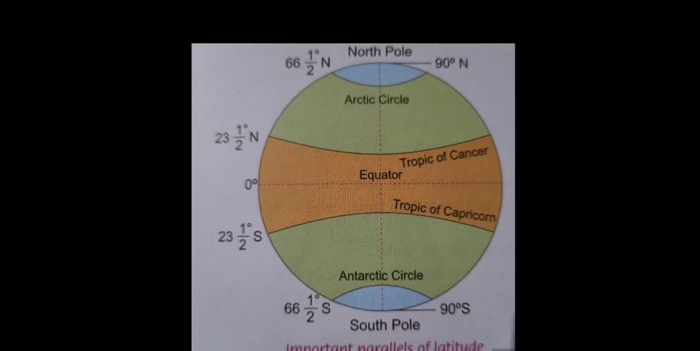The latitudes are numbered from 0 to 90 degree in both the hemispheres. The North Pole is marked as 90 degree N, that is 90 degree north, and the South Pole is marked as 90 degree S, that is 90 degree south. There are some important parallels. These parallels are drawn as per the climatic conditions of the earth.